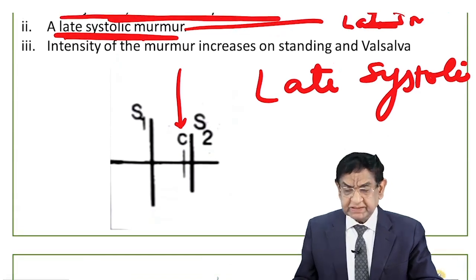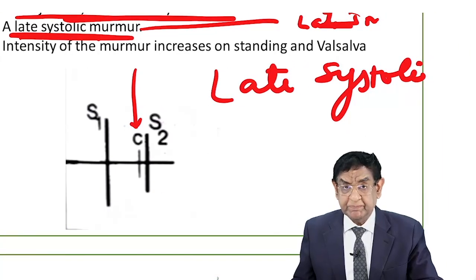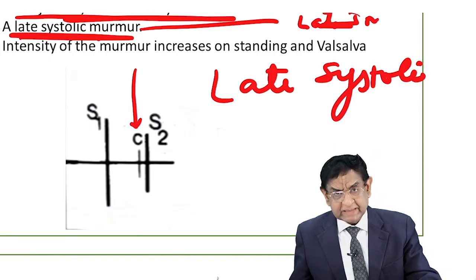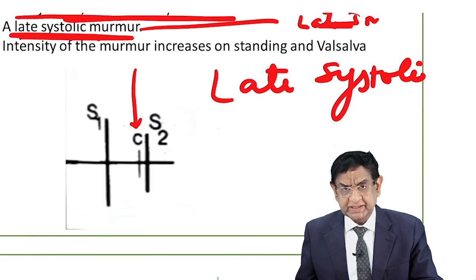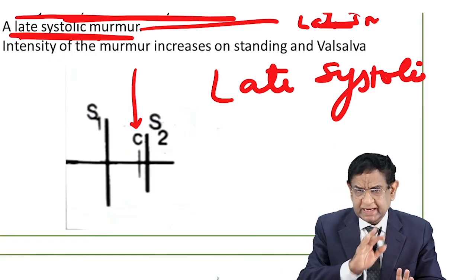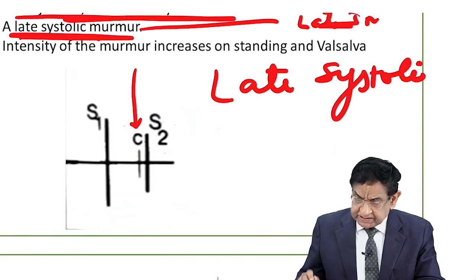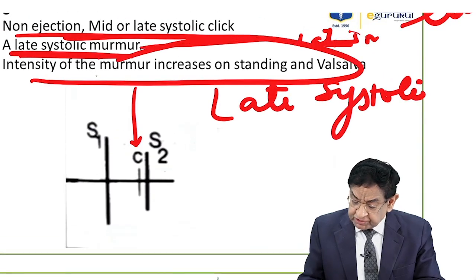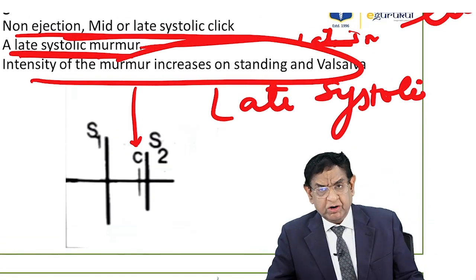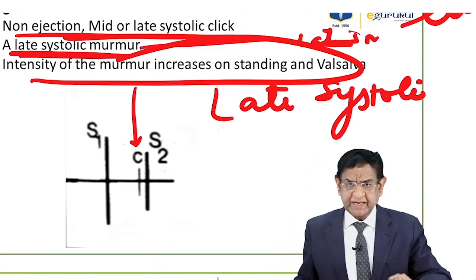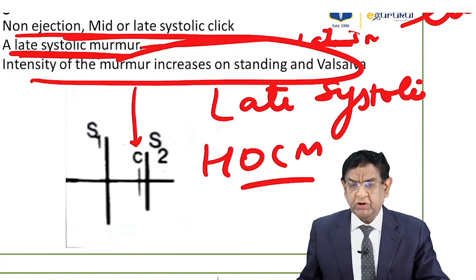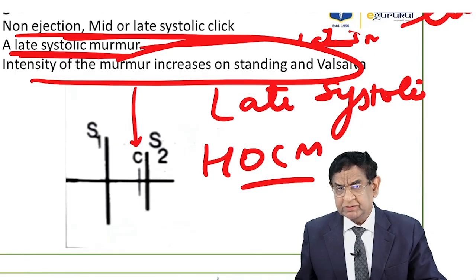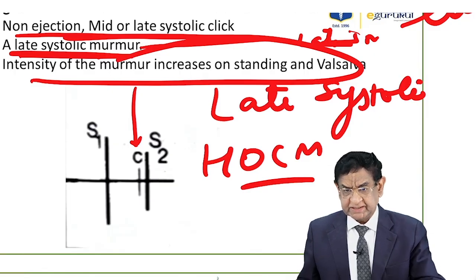But in the very advanced stages, it may be pansystolic, but by and large, for all exam points of view, it is a late systolic murmur. But nobody is going to ask you this. What they ask you, the single most important line in the entire MVP, is that the intensity of this murmur increases on standing and Valsalva. On standing and Valsalva, the intensity of the murmur increases. There are only two murmurs which have this quality. One is MVP, the other is HOCM or hypertrophic obstructive cardiomyopathy. The only two murmurs which increase on standing and Valsalva maneuver.